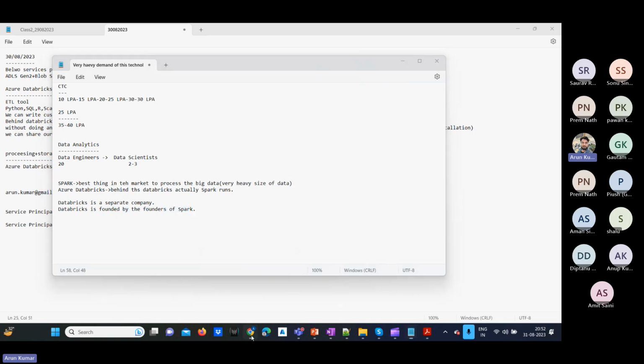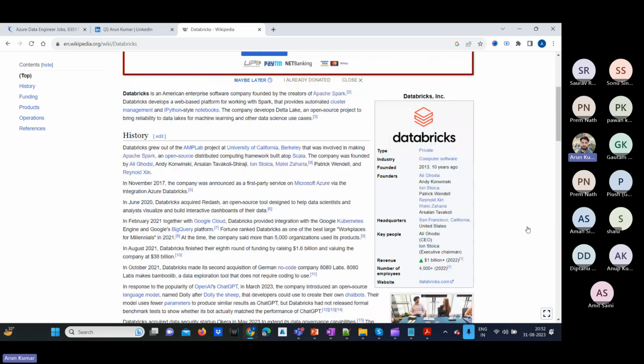Let me open the Databricks Wikipedia page. You see, this is the Databricks Wikipedia page, and this is one of the best analytics platforms right now. There are very few candidates in the market who know this tool. This is the tool where data engineers work, and where data scientists work. All the major roles in the market, data engineers, data scientists and data analysts, work together on this platform.